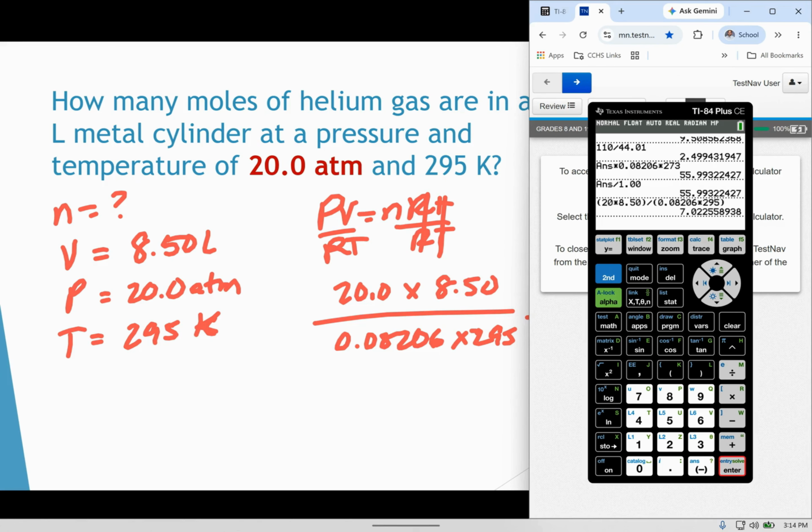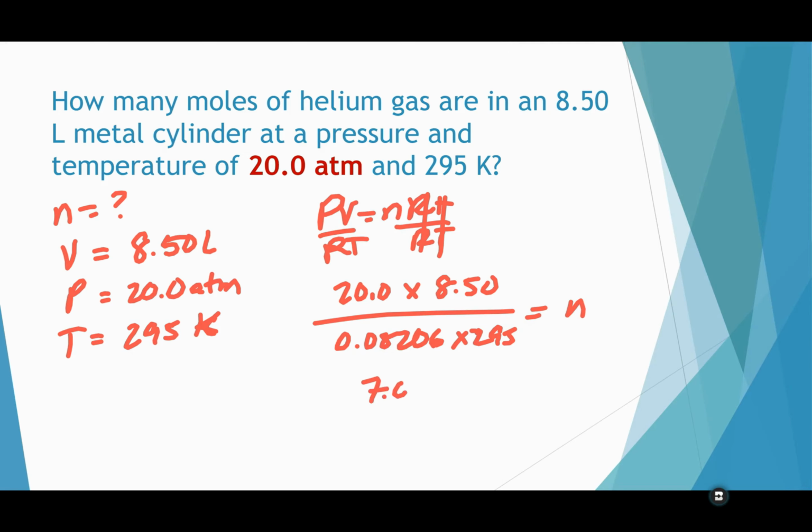So I end up with 7.022, 5589, all that. So if I look, my sig figs, I have 3 sig figs, so my final answer should be 7.02 moles of helium.